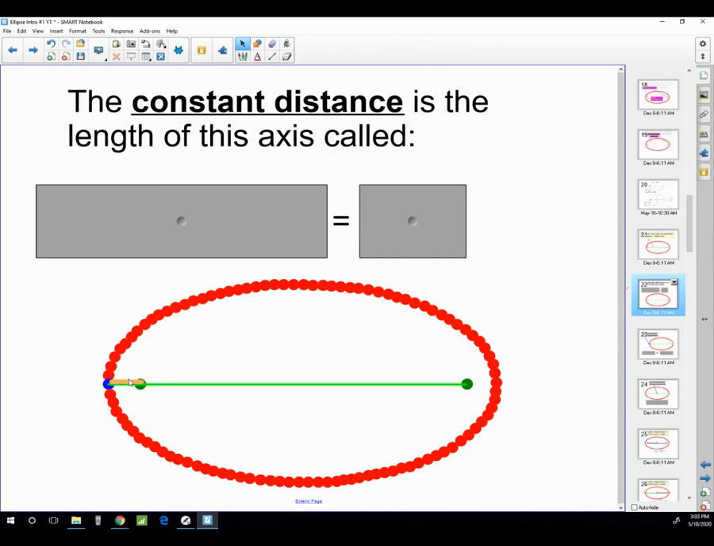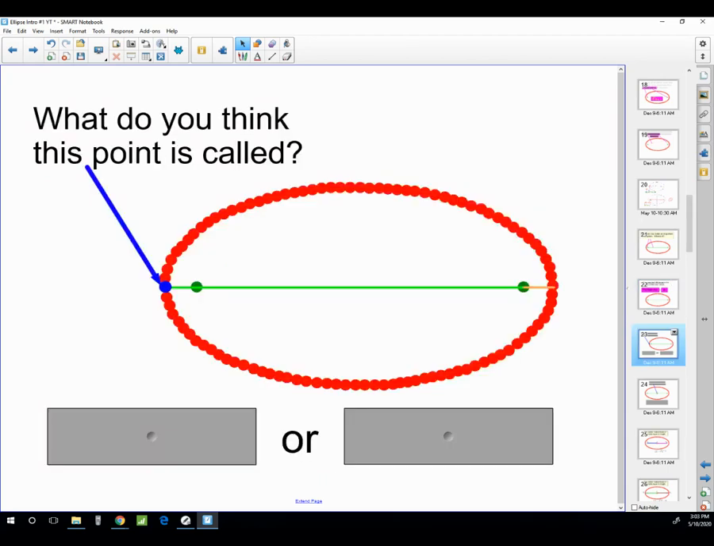There are two segments here, and one of the segments can be moved over here to fill in that whole axis. And that constant distance that we're talking about that defines an ellipse is the length of the major axis. I mean, wow, can you believe that? And for now, we're just going to say that it's equal to 2a. There's a reason. We'll get into that as time goes on.